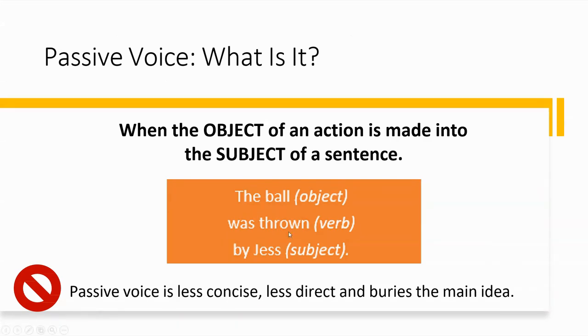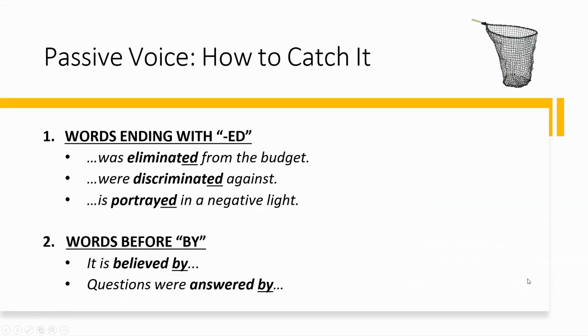So how could we rewrite this sentence so that it's no longer passive? Think about indications that tell you that a word is in fact passive. Words that end with ed: was eliminated from the budget, discriminated against, portrayed in a negative light. All these are passive words with that ed at the end. And if you think back to when we talked about nominalization, some of those we added the ed, like resulted in became result, like the result of became resulted. That's okay.